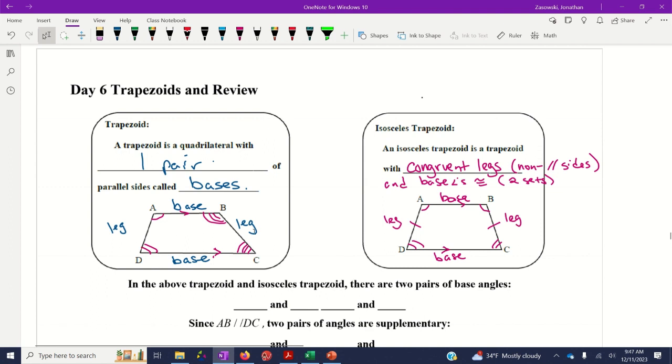Now, I want to bring your attention back to a concept we talked about before, which is if I have two parallel lines cut by a transversal, these two angles that are on the left side but inside the parallel lines are called the same side interior angles, and those angles are supplementary. So these two pairs of base angles on the non-parallel sides here, A and D and B and C, are going to be supplementary to each other. They're going to add to 180. Okay, so we'll be able to say that these sets of angles here add to 180.